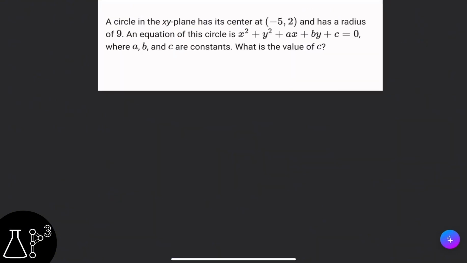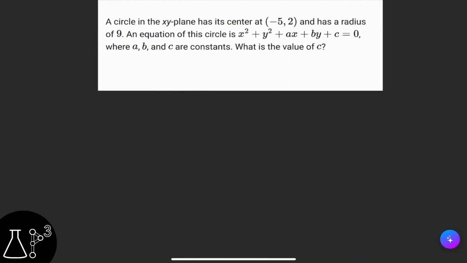Let's do a similar question, but the opposite. You'll see what I mean. A circle in the xy plane has a center at negative 5, comma 2, and has a radius of 9. An equation of the circle is x squared plus y squared plus ax plus by plus c equals 0, where a, b, and c are constants. What is the value of c?